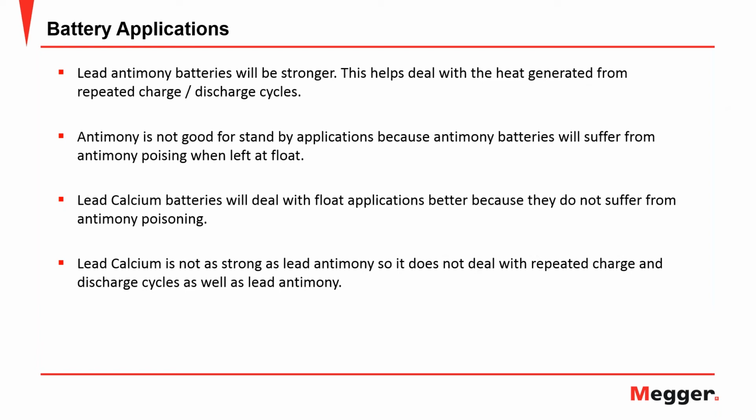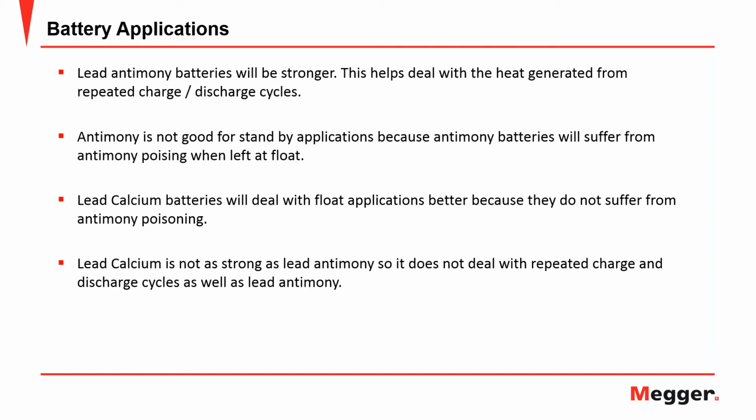Now, lead antimony batteries are better in your cyclic applications because they handle heat better, so they can handle the many charge and discharge cycles you see. However, lead antimony batteries are not ideal in standby applications. This is because when they're left in float for extended periods of time, the antimony can leach into the electrolyte. It's called antimony poisoning. Then you'll see it start drawing more float current. You'll see the float current going up over time, and that is a sign of antimony poisoning in these types of batteries.